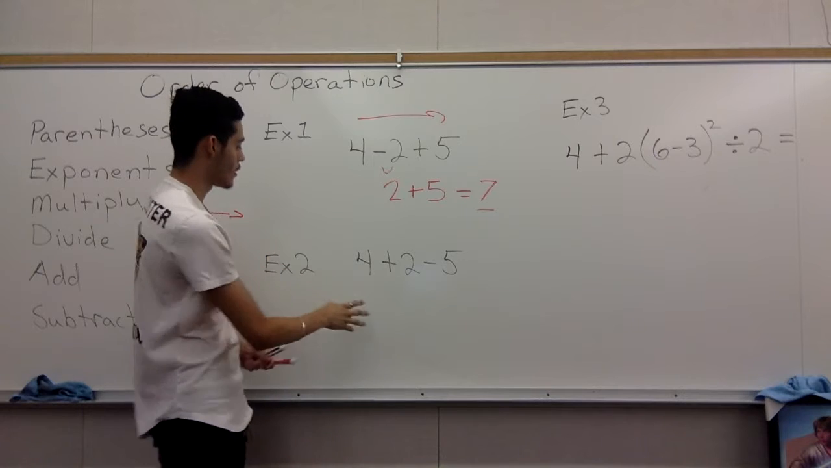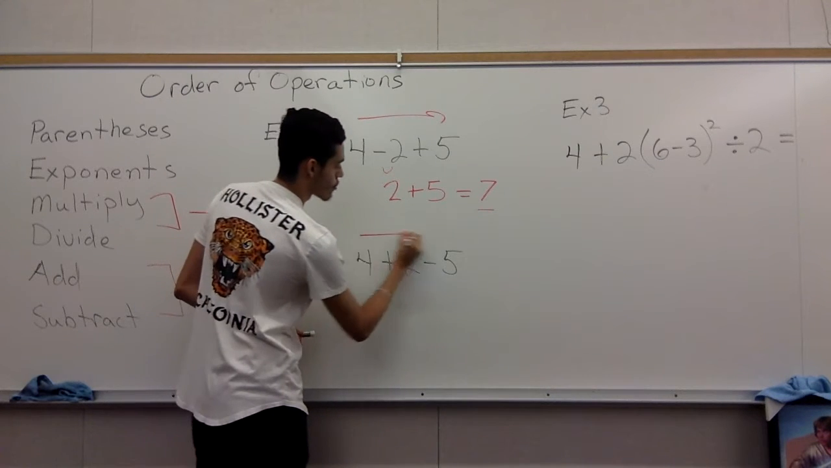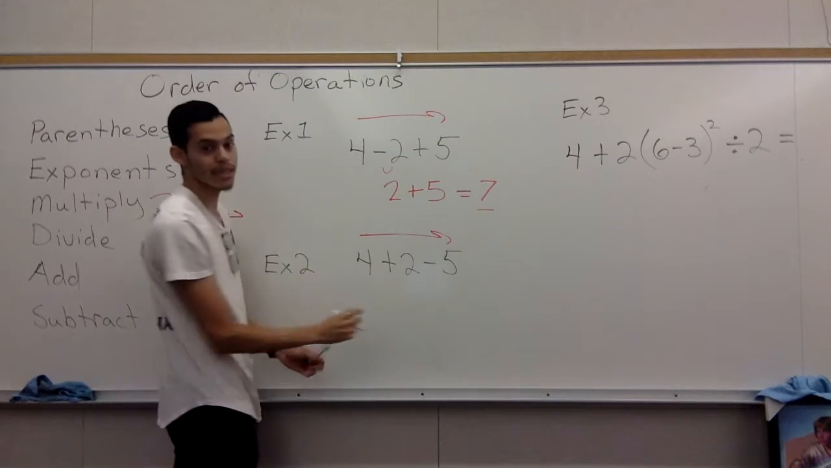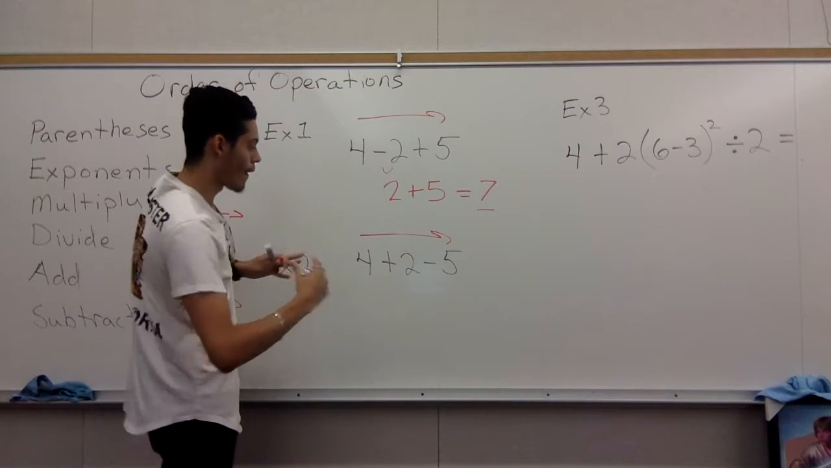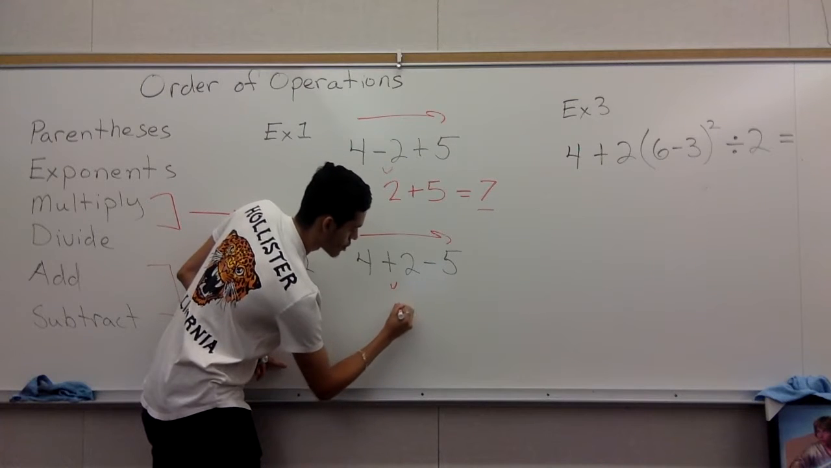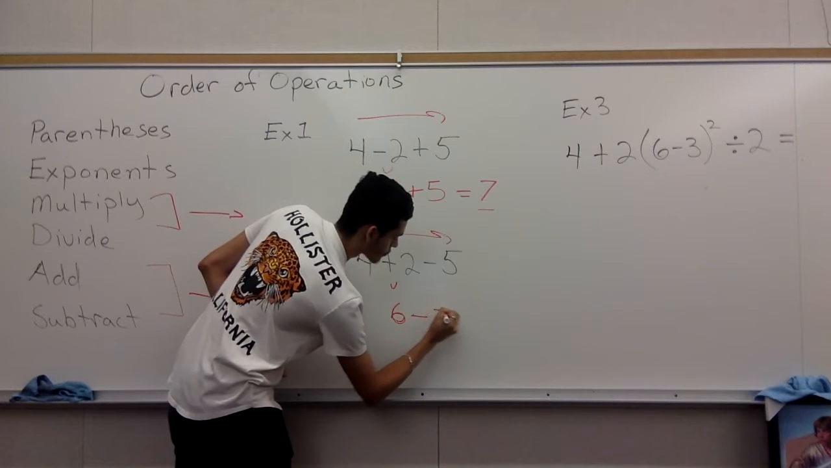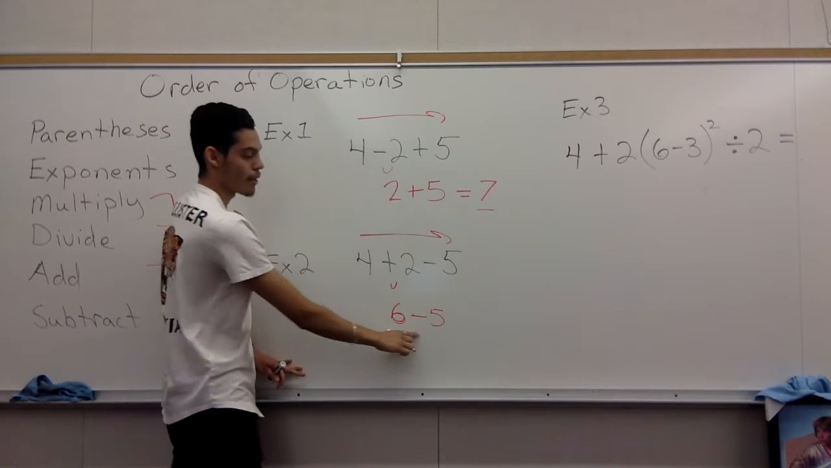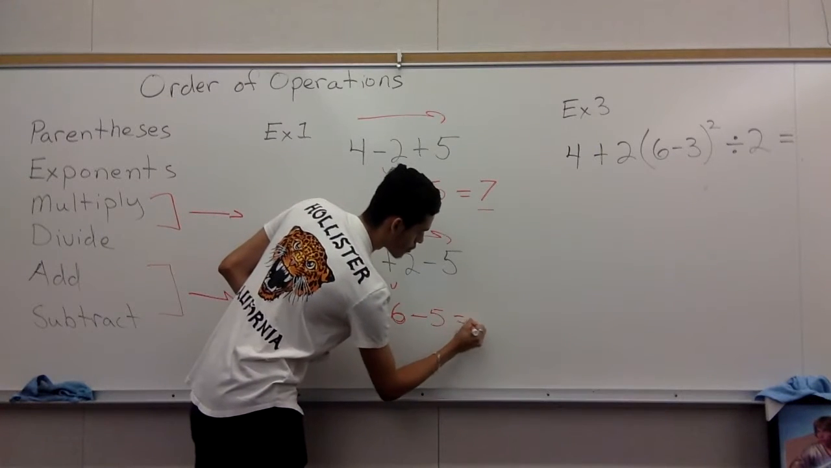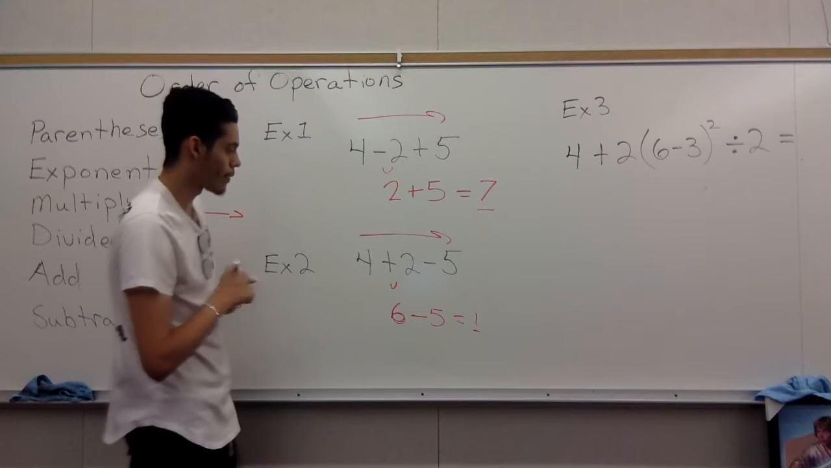In this case, on example number 2, we're also working from left to right because we have addition and subtraction together, and how I told you they are a pair. 4 plus 2 is going to give you 6. You can rewrite the rest of the problem. Bring down the minus 5. 6 minus 5 equals 1. And that is going to be your answer. You're going to get an answer of 1.